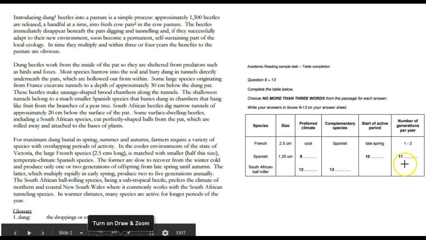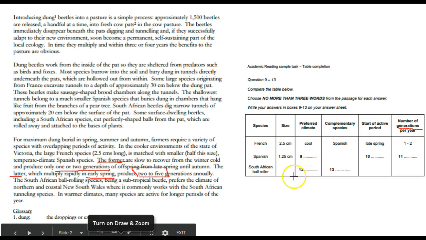Moving on to number 11, in this case we have to find the word generations, and we can find it in this paragraph. And here we have generations, 1 or 2 generations. Here we go, 1 or 2, so it's the same answer. And this is for which one? For the French. So French is the former, right? Moving on, the latter again, which mates rapidly in early spring, produces 2 to 5 generations. So we just write it here.